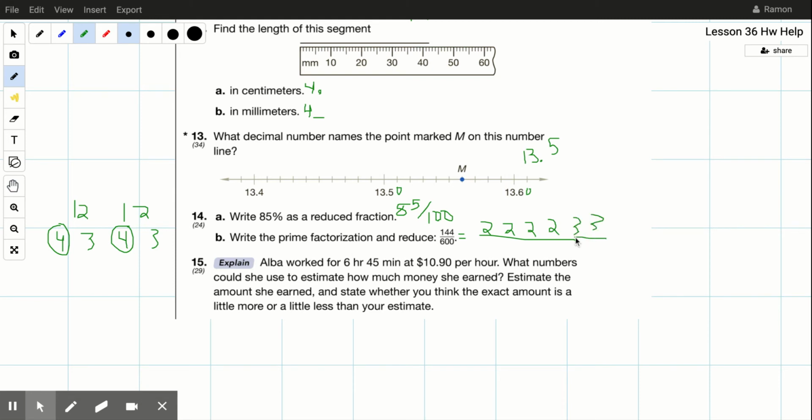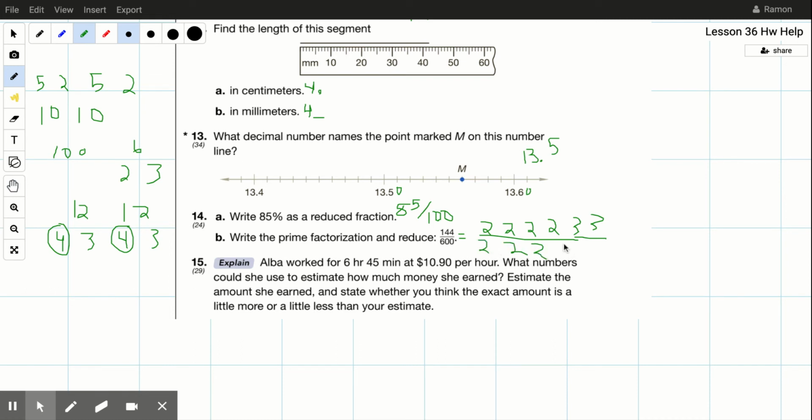Now for 600, I know I have 100 times 6, which gives us 2 and 3. And then for 100, we can have 10 and 10, which gives us 5, 2, and 5 times 2. So we have 1, 2, 3, 2.